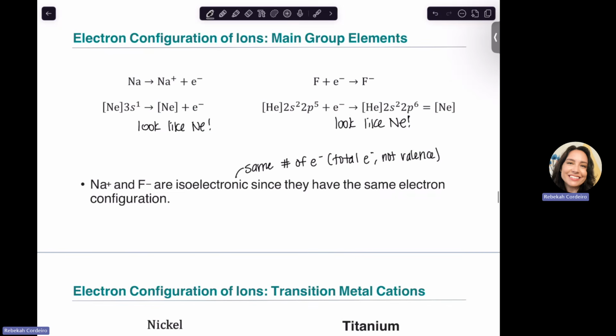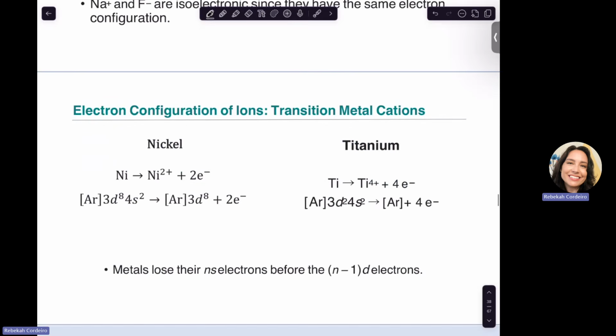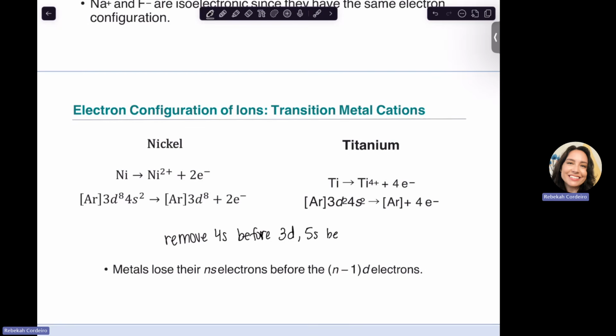One note about removing electrons when you're dealing with transition metals. We always remove the s electrons before we remove the d electrons. So remove 4s before 3d. Why? Because 4s is on the outside because it's a higher energy level. 3d is higher energy than 4s, but 4s is on the outside. So we're always going to remove from the outside before the inside. 5s gets removed before 4d, etc.